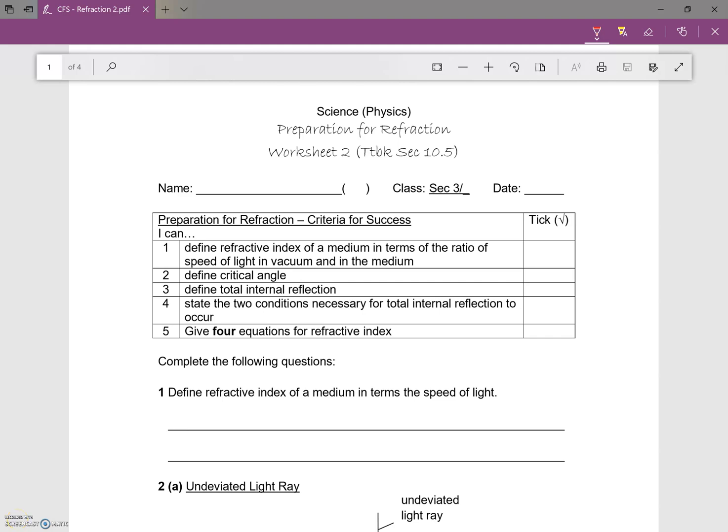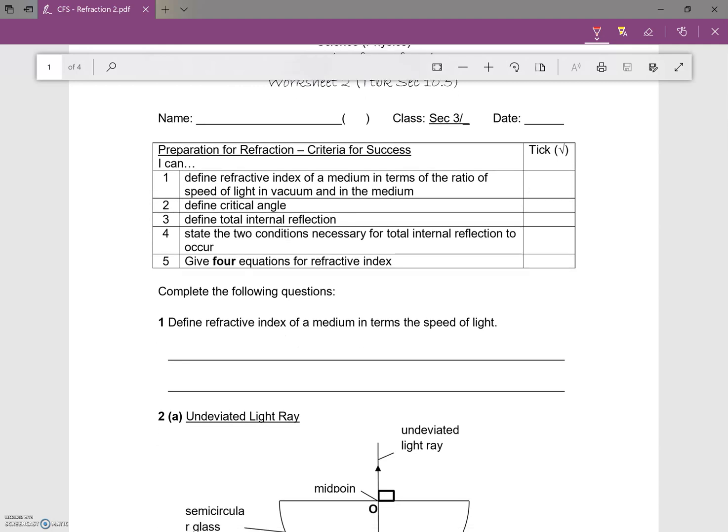Okay, this is Refraction Worksheet 2. I'm choosing to go through this now for you to record down because this is a slightly harder portion of the chapter of light. Okay, let's look at the first question. Define refractive index of a medium in terms of the speed of light.